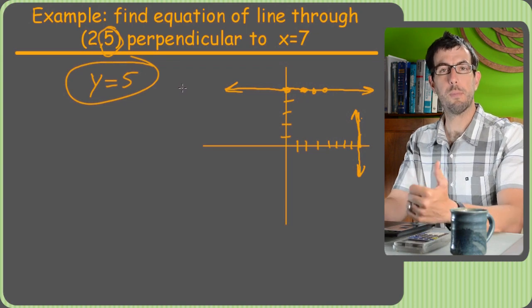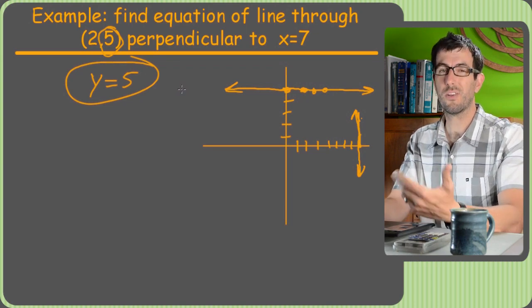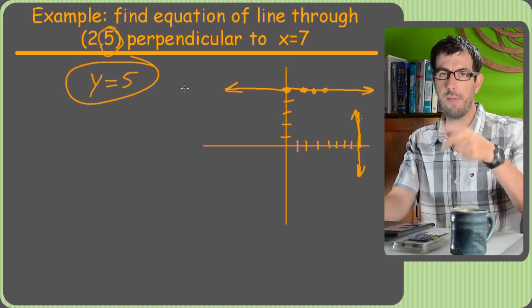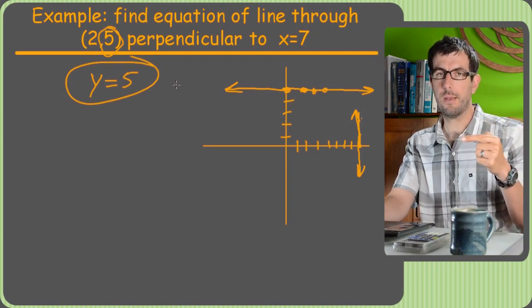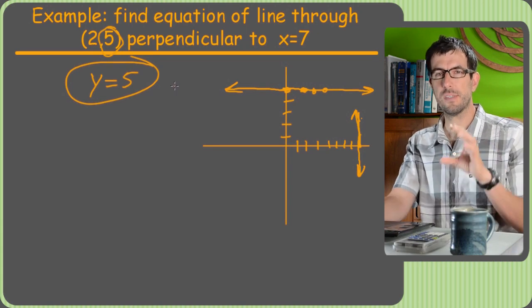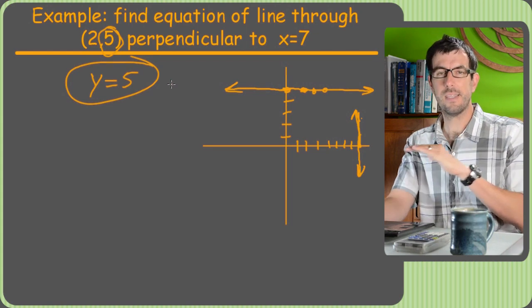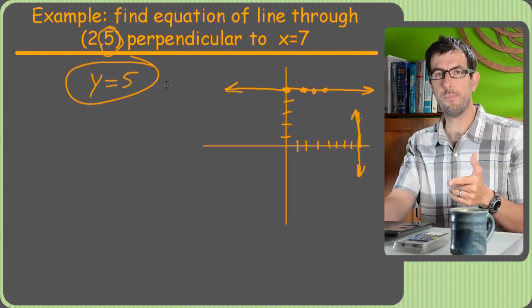So that's it. Remember, perpendicular lines have negative reciprocal slopes. That means we have to flip it and put a negative sign in front. If you don't do that, if it's flipped but no negative sign, or if it's negative with no flip, it's not perpendicular, and that's how they'll burn you on the SAT.